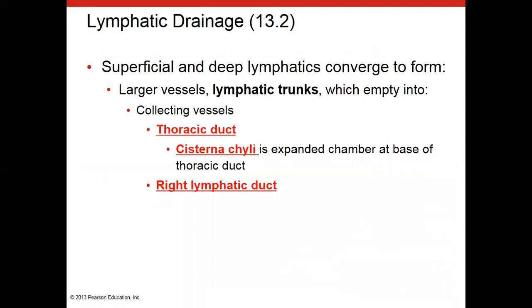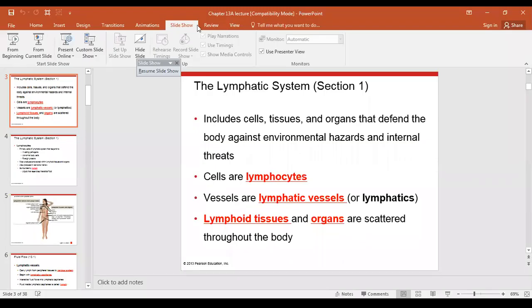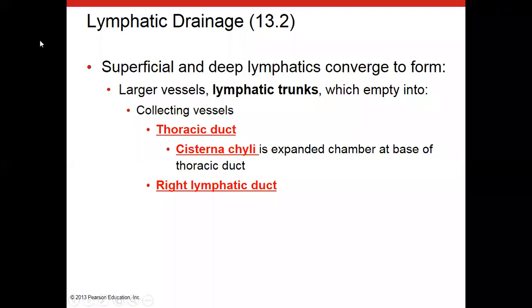There are a set of superficial and deep lymphatics that all converge into larger vessels called trunks, and those trunks empty into a thoracic duct and a right lymphatic duct. So these are the major lymph ducts.